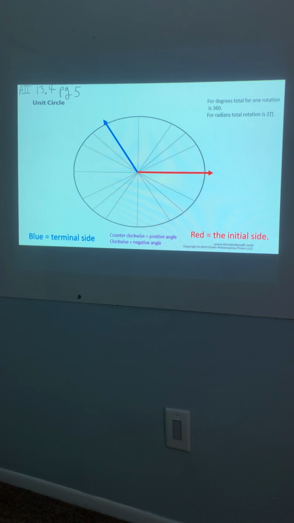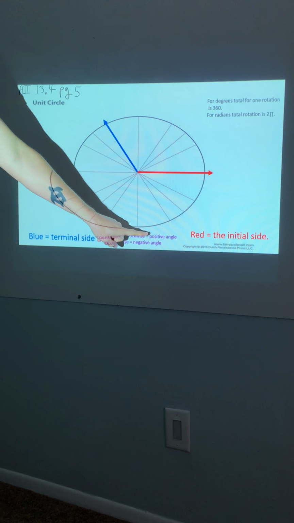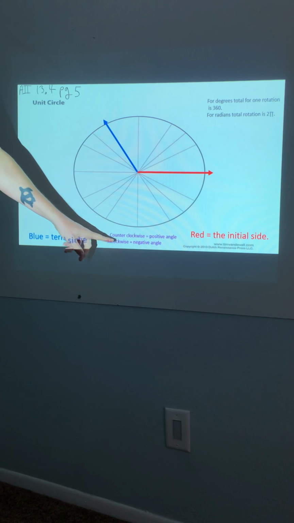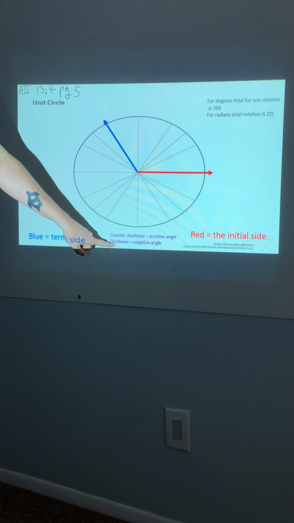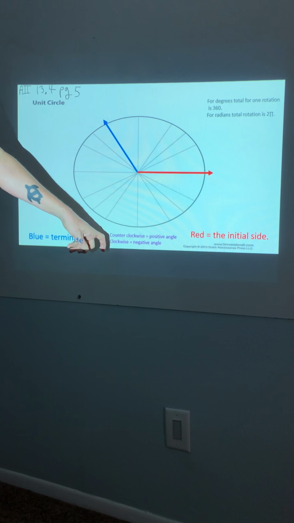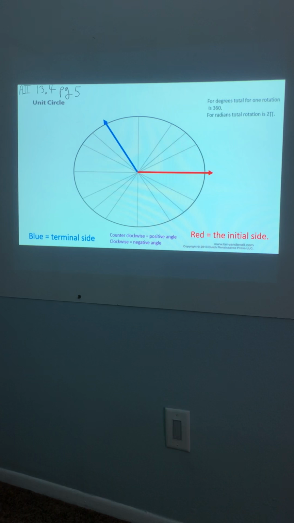A couple things confuse a lot of people. When you're moving in a counterclockwise position, that's going to be positive, and that might seem kind of counterintuitive. And if you move clockwise on this circle, it's going to be a negative angle. So what am I trying to say? Here, let's put some degrees in.